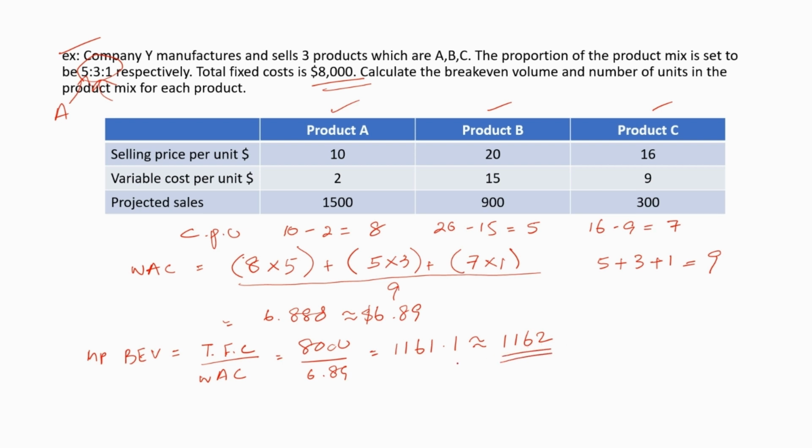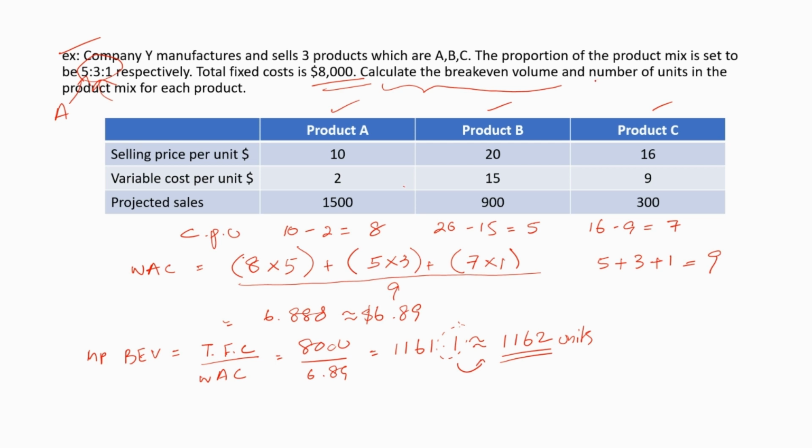We rounded this value to the next whole number because we cannot sell a portion of a product. We have to sell a whole number of products. So in order to break even, company Y has to sell 1162 units. Now we are done with the first section of this question, which was to calculate the break-even volume.